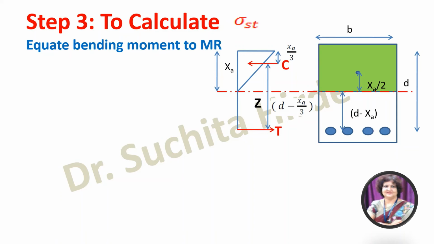What is moment of resistance? It is nothing but moment of couple. What is moment of couple? Moment of couple means the force multiplied by lever arm. Any one force, either C or T, multiplied by lever arm. So we are calculating from tension side, so we will take T into Z. So here we will equate bending moment to moment of resistance, and moment of resistance is nothing but T into Z.